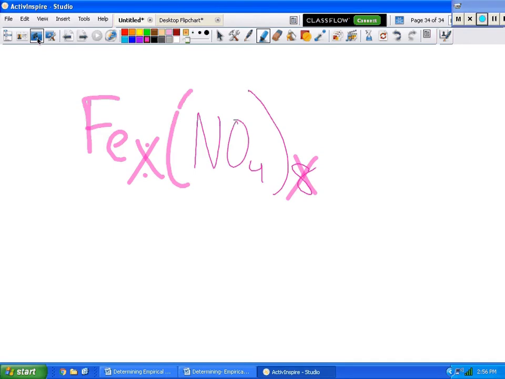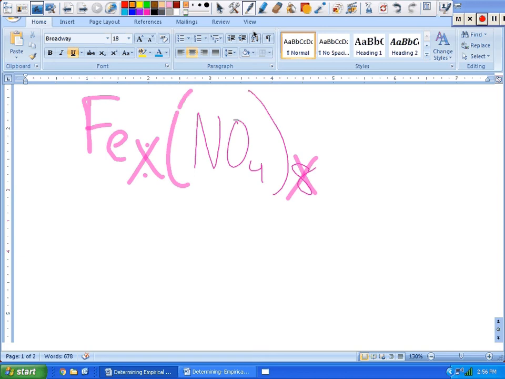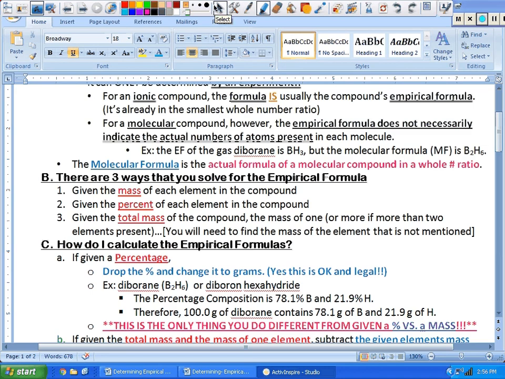Now, here's the deal. Let's go back and look. For a molecular compound, is water a molecule? Is glucose a molecule? Sucrose, fructose, all those things are molecules. We're going to be working with those sorts of things. For a molecular compound, the empirical formula does not necessarily indicate the actual number of atoms present in each molecule.